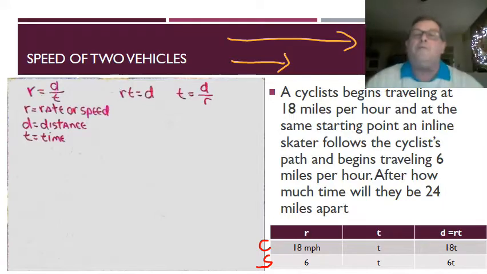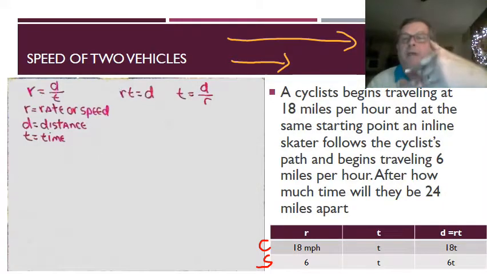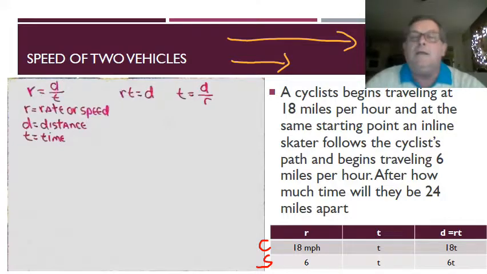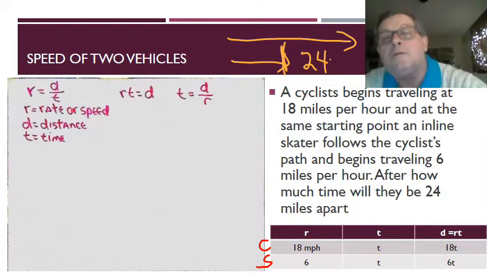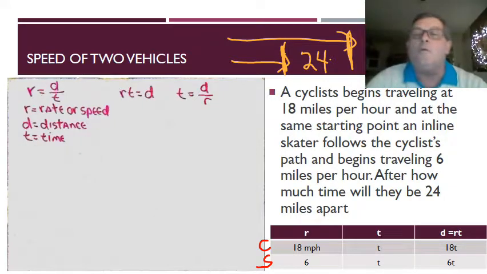So it's not like they were moving in opposite directions, not even like they're trying to meet each other, as what we will often see in many of these types of problems. But these two individuals are headed in the same direction, and it's really asking us, when will they be 24 miles apart? So when this one's here and this one's here, it's 24 miles.